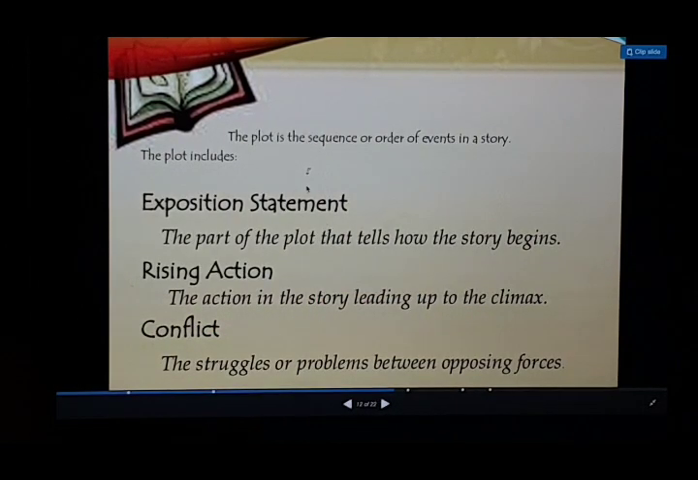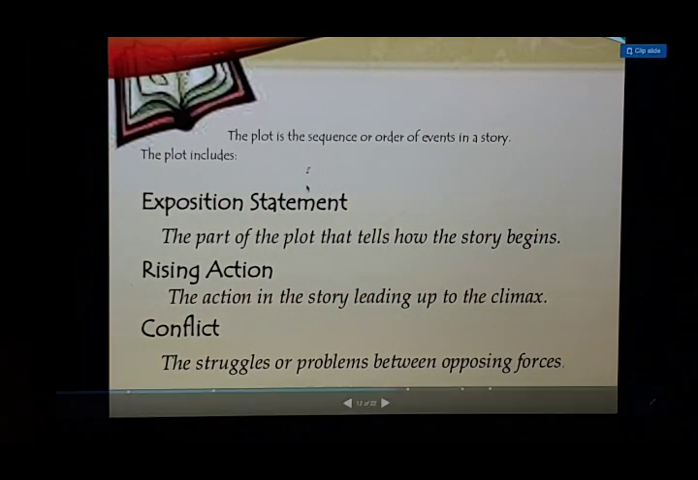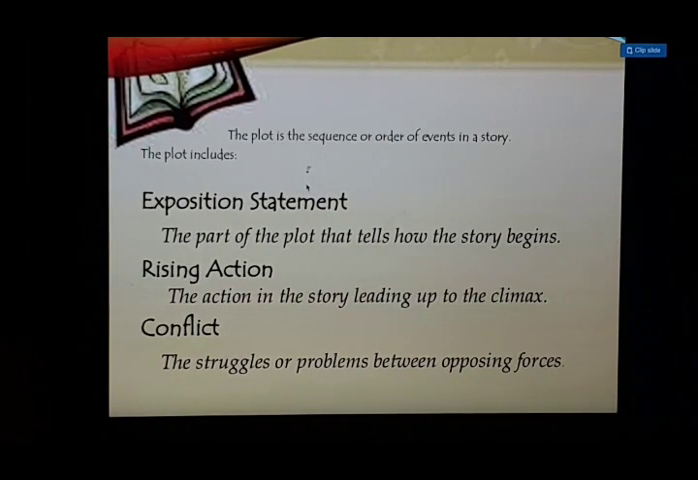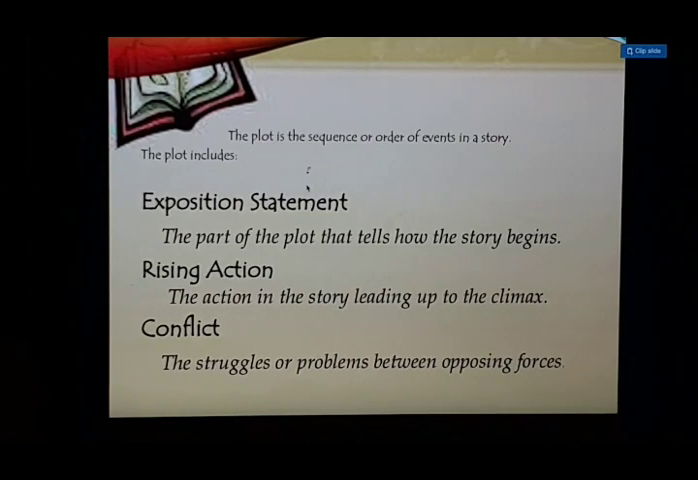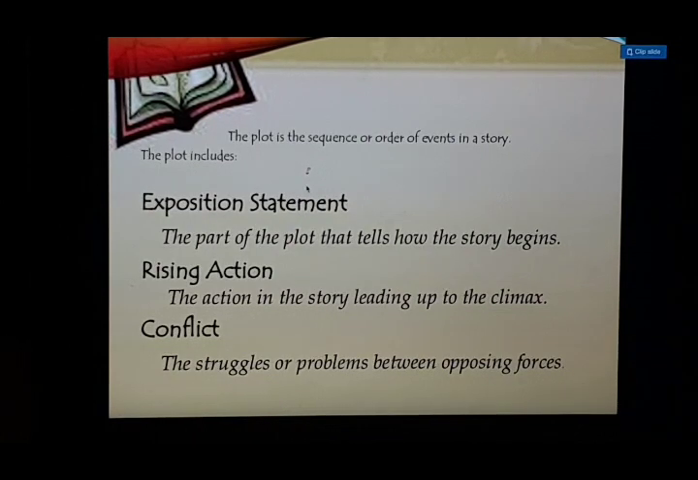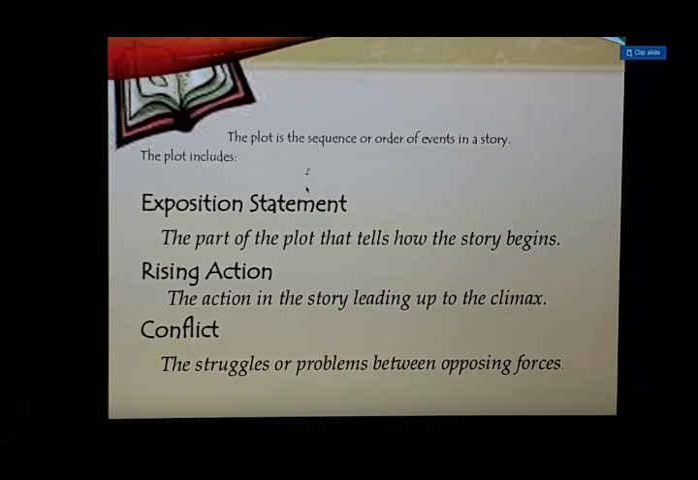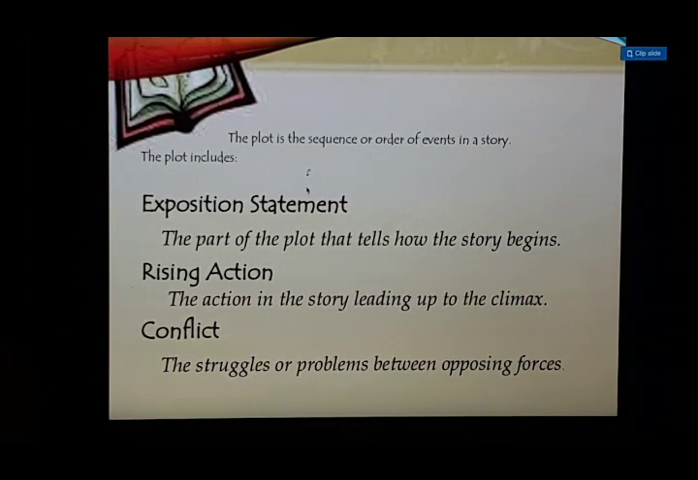The plot. Next is the plot. The plot is the sequence or order of events in the story. The plot includes the exposition. That means the beginning part of the plot, the part of the plot that tells how the story begins. Now next is the rising action.